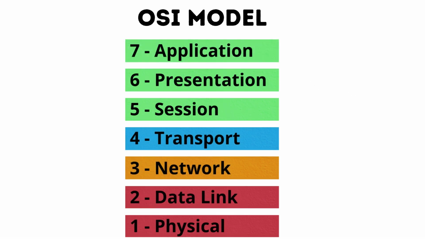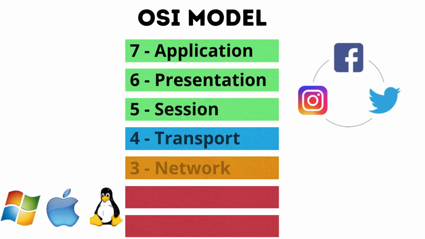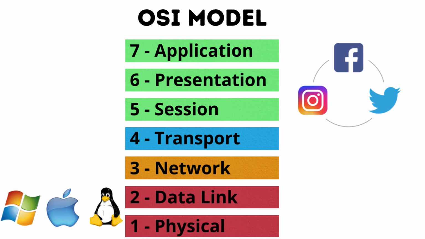Finally, we have the application layer, the one closest to the user. It provides services like email, file transfers, and web browsing. For example, HTTP, FTP, DNS, these are all application layer protocols.